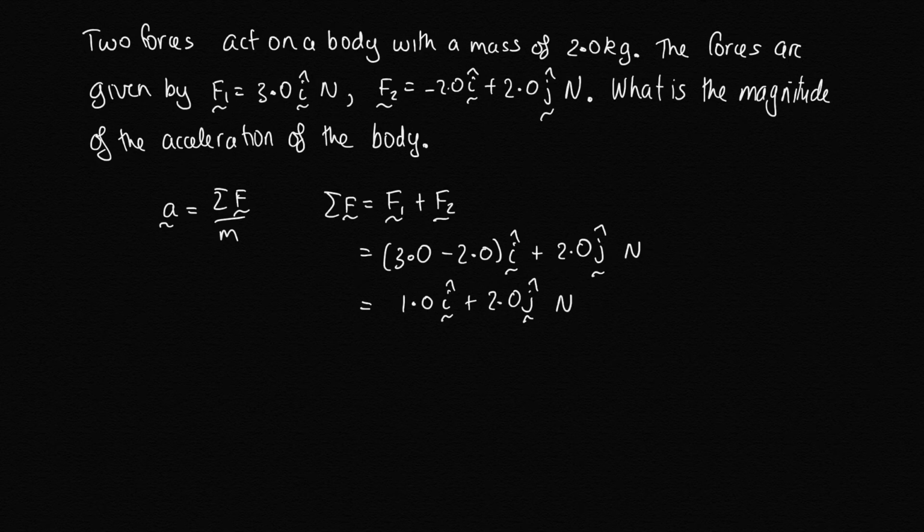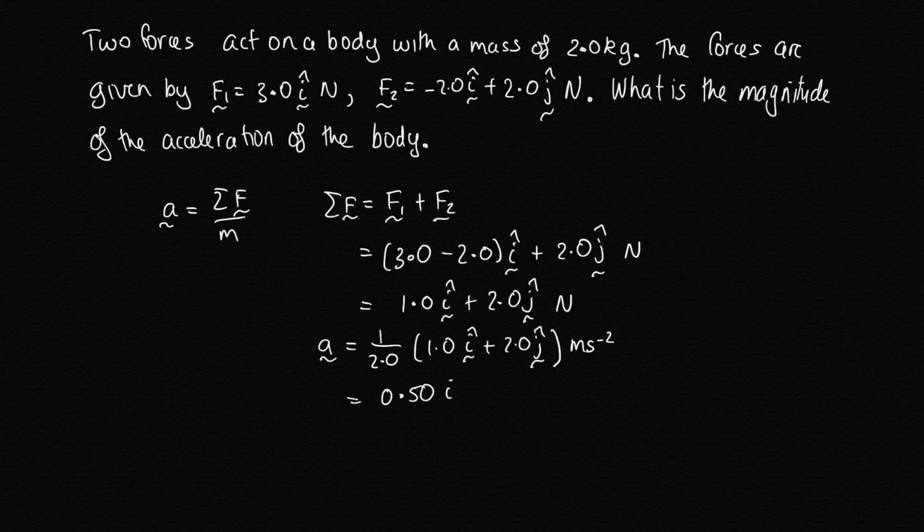So we've now got the sum of the forces. The acceleration is equal to the sum of the forces divided by the mass. So we've now got 1 over 2.0, that's 1 divided by the mass, times 1.0 i plus 2.0 j. And now we're dividing newtons by kilograms, so that'll give us meters per second squared. So this is equal to 0.50 i plus 1.0 j meters per second squared.